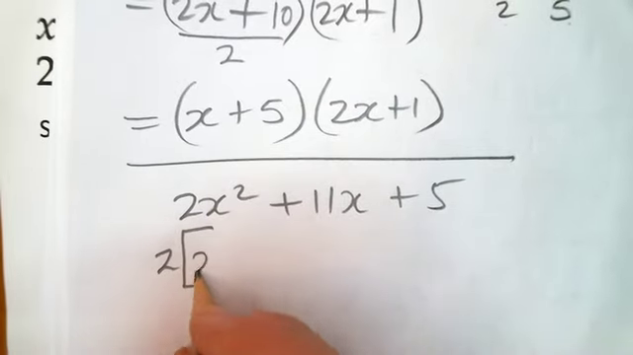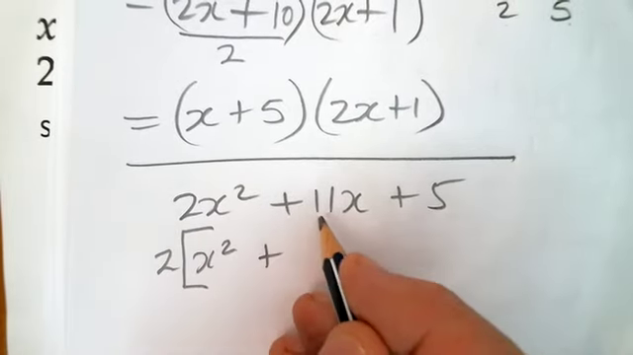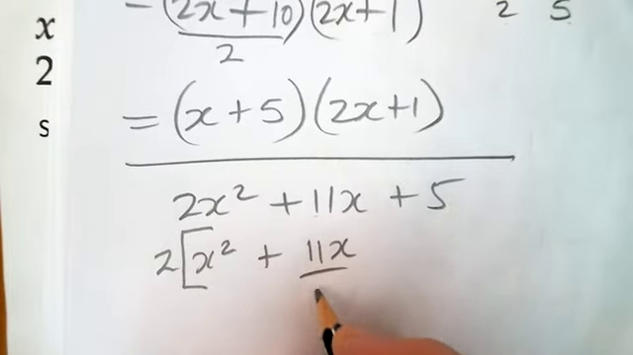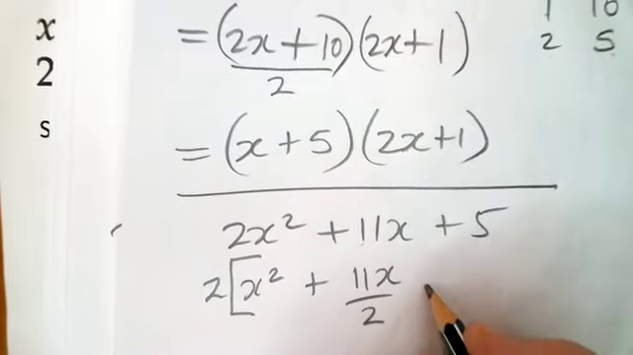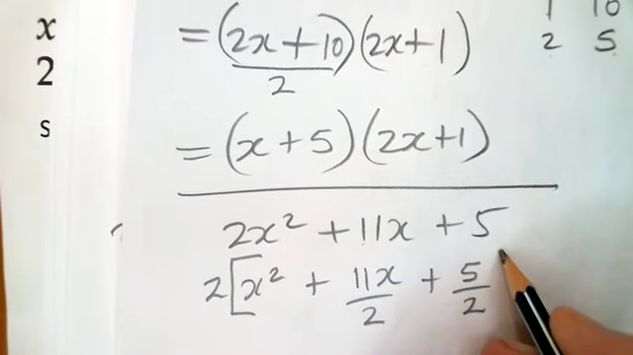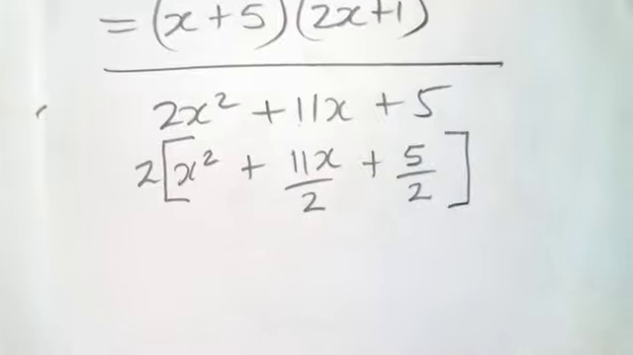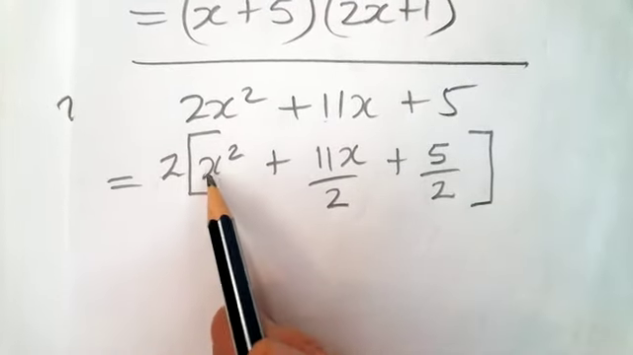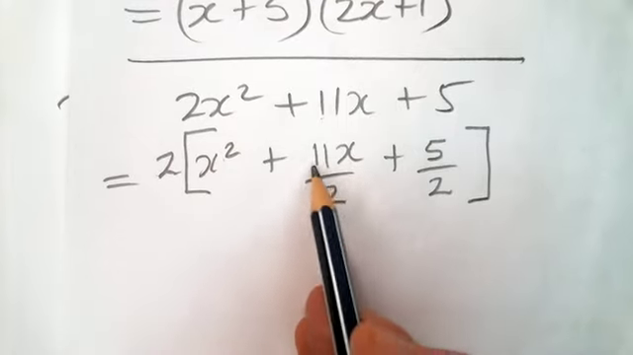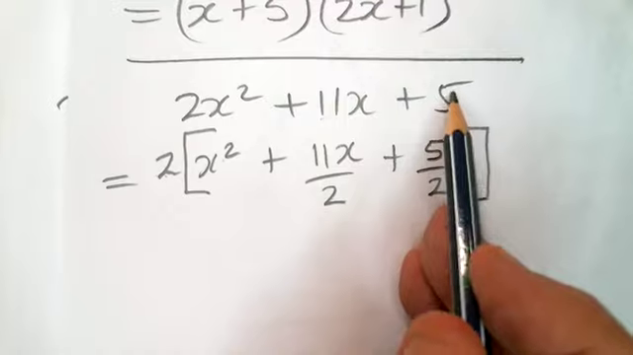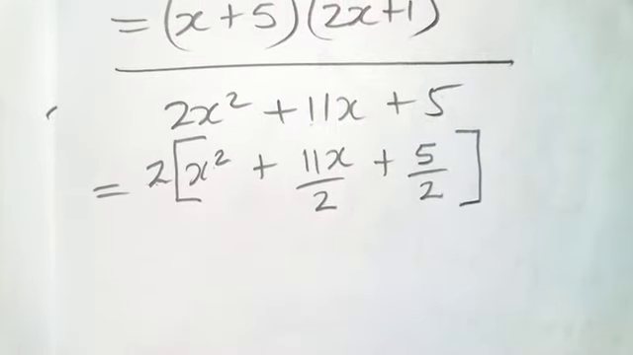If I divide that by 2, I'm going to get an x squared. Plus, if I divide this by 2, I'm going to get 11x on 2. If I divide this by 2, I'm going to get a plus 5 on 2. And by the way, all this would be restored on the way back. So if I multiply that by 2, I should get 2 times x squared is 2x squared, 2 times 11x on 2 is 11x, 2 times 5 on 2 is going to be a 5. So that all works out very nicely.